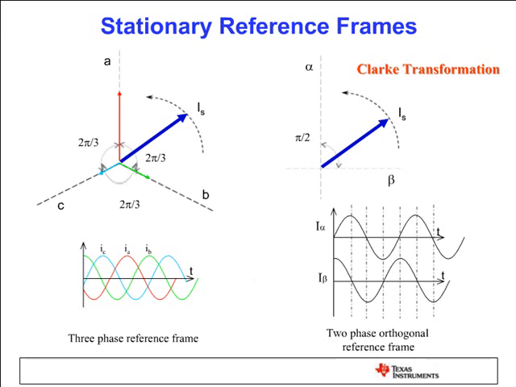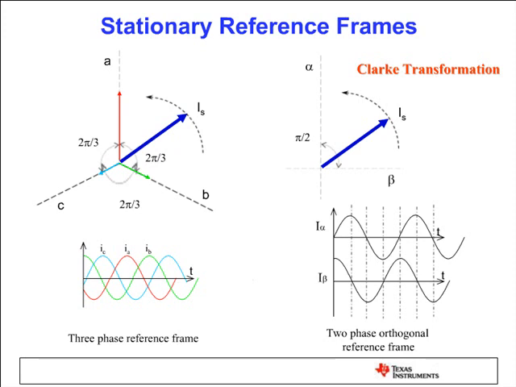So the transformation matrix converts the 3-phase quantity to a 2-phase quantity. The projections on the beta and alpha axes are shown below. Two-phase AC, which are orthogonal to each other. We have a 90 degree phase shift between the alpha and beta components. So what we did, we represented the same vector with 2 axes. That's what we call Clark transformation.